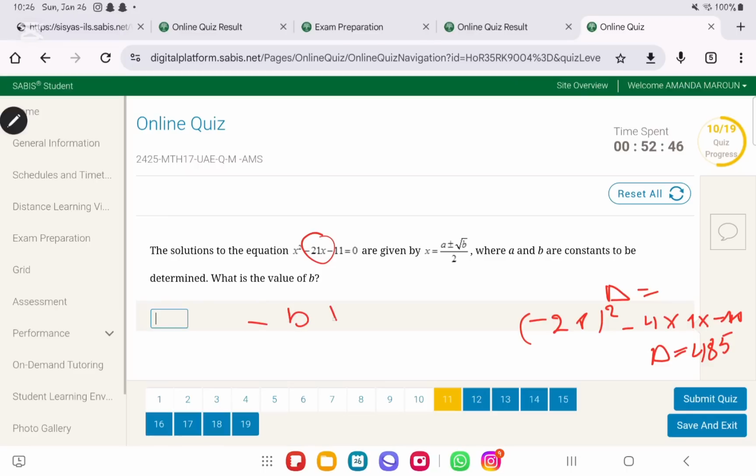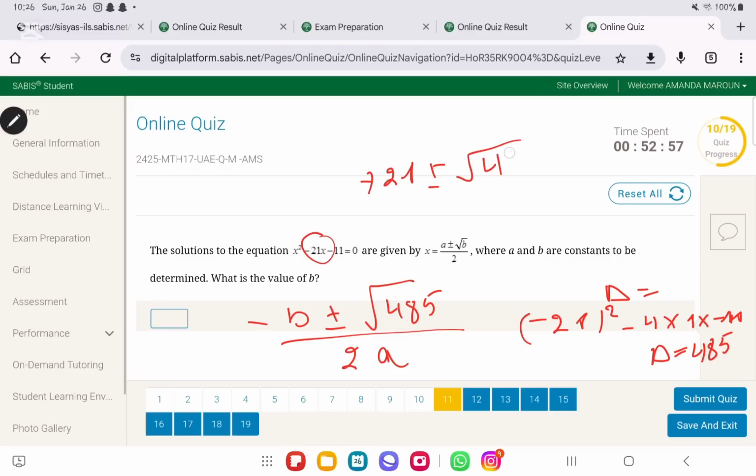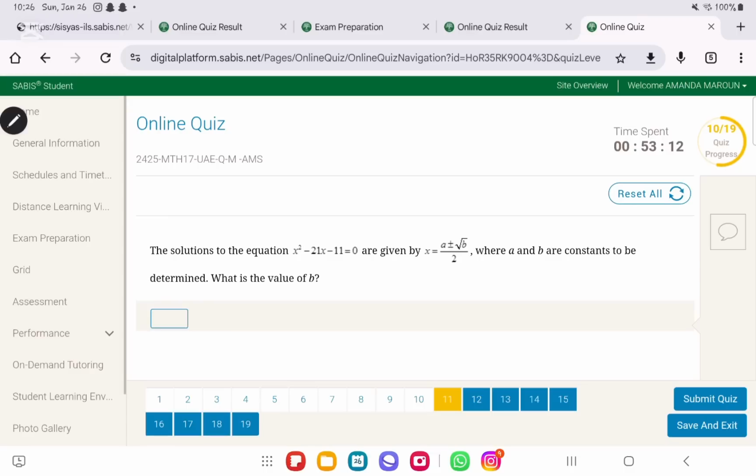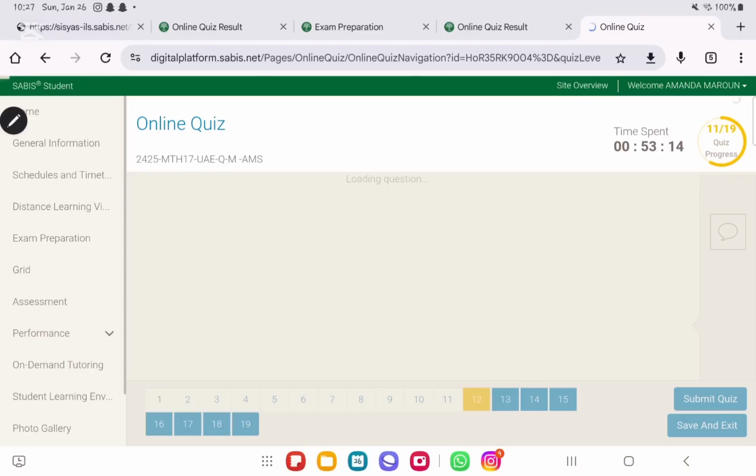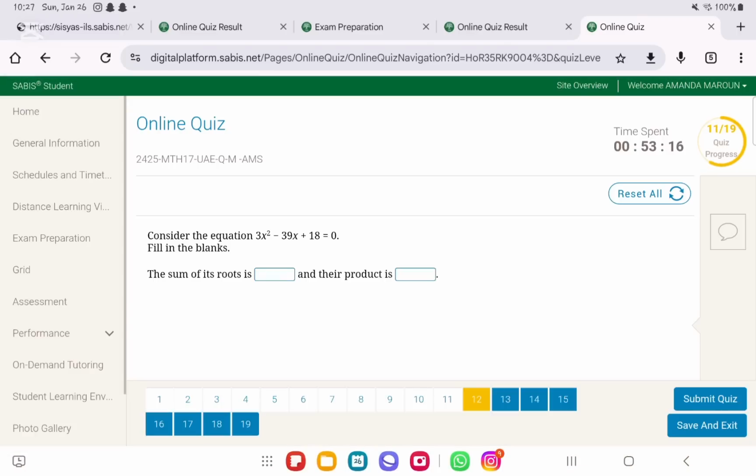Okay, it's gonna be minus b plus or minus radical 485 over 2a. So minus 21, so plus 21 plus or minus radical 485 over 2. Check on the calculator if you can simplify it. So 21 plus radical 485 divided by 2. You cannot simplify it, it will just give you the same answer back. So the value of b under the radical is 485. Moving on to question number 12 here.